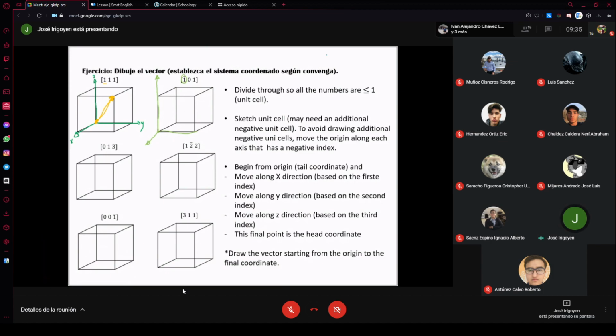Where's the point? This is here. So we move from the origin to the point in the head, right? You're going to do this in your notebook using ruler and that stuff, so you're going to have better drawings than mine. So, questions till this point? How to solve the next homework exercise, I think is quite easy also. Questions?